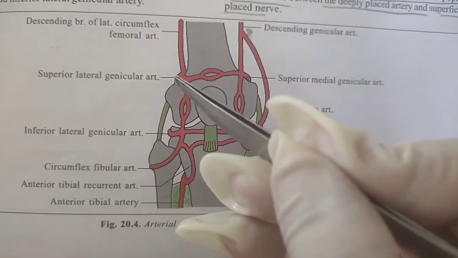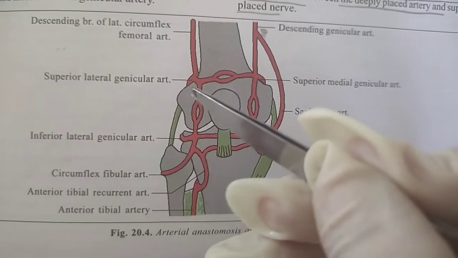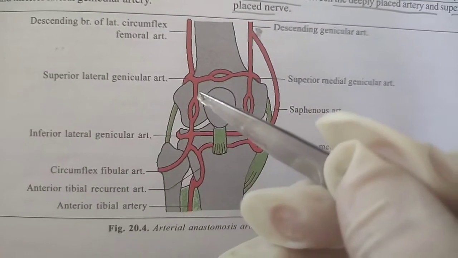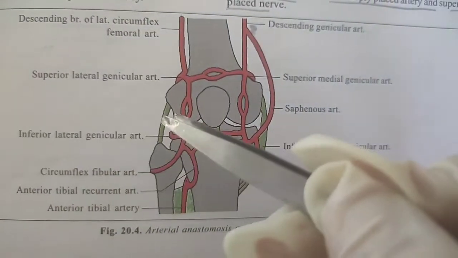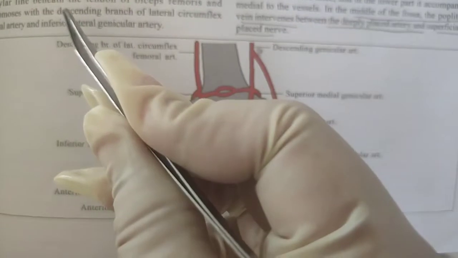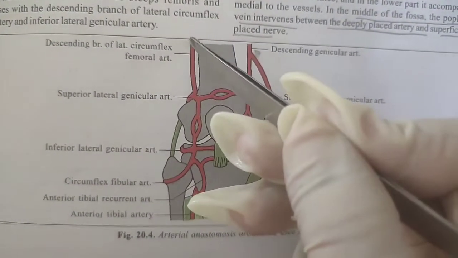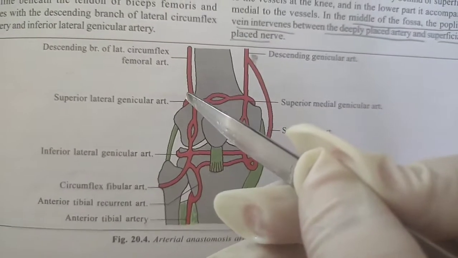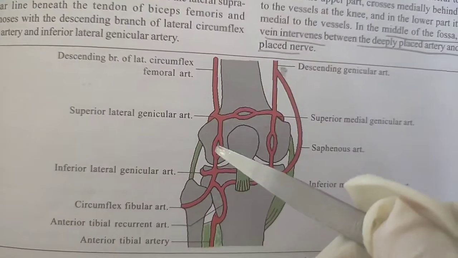Now the superolateral genicular artery passes upwards and laterally across the lateral head of gastrocnemius, and it crosses the lateral supracondylar line, and then it passes beneath the tendon of the biceps femoris and anastomoses with the descending branch of the lateral circumflex femoral artery, and also with the inferior lateral genicular artery.